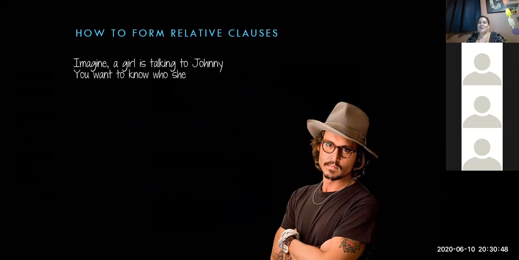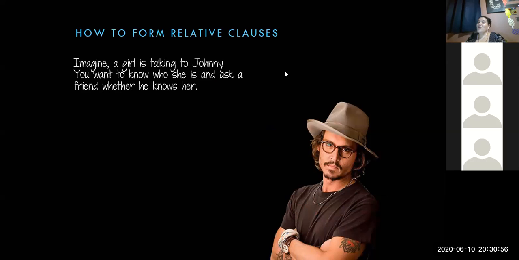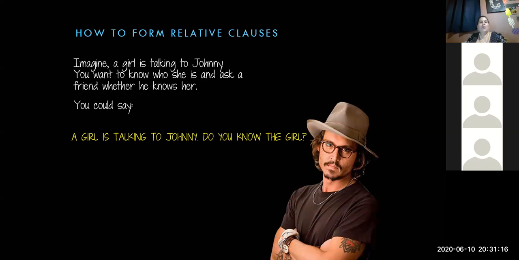What's his name? Oh, Johnny. Okay, Johnny. Very good. Johnny, from Pirates of the Caribbean. Famous, right? Imagine a girl is talking to Johnny. You want to know who she is and ask a friend whether he knows her. So you could say, a girl is talking to Johnny. Do you know her? Or do you know the girl? But that's a little bit complicated. So we can change that to a simpler way of asking.